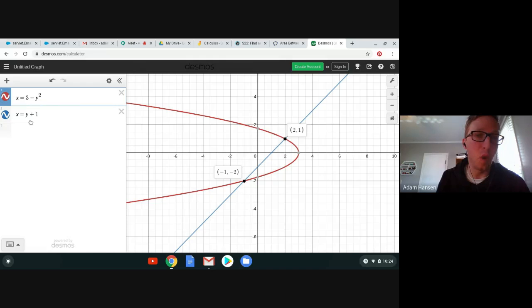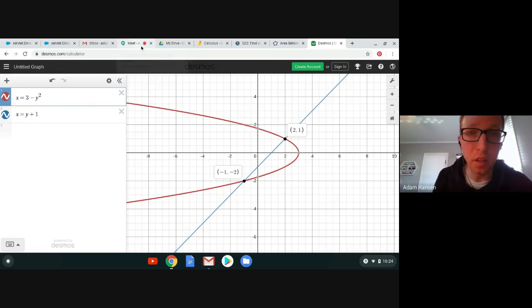When I plug in 0 for y here, 0 plus 1 is 1. The red function, 3 minus y squared, gave me 3. This gave me 1. So this function is strictly greater than the blue linear function between y equals negative 2 and 1, which is why I have this function further to the right when I look at the graph.